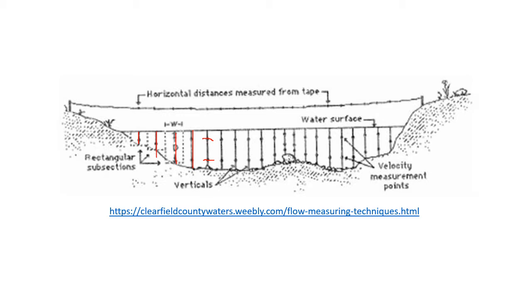So we have these velocity measurements at each of these locations at 60% down from the surface. We also know the depth, and we know the location across our tape, right? What we're essentially going to do is break up our stream into a series of rectangles. I'm just outlining one of these, and you'll see them outlined in this illustration. In each of these rectangles, we're going to calculate a flow.